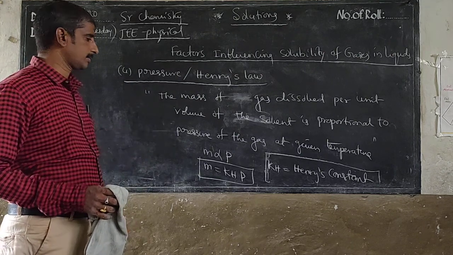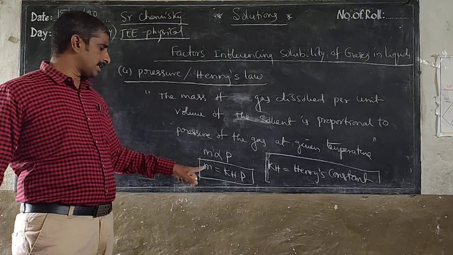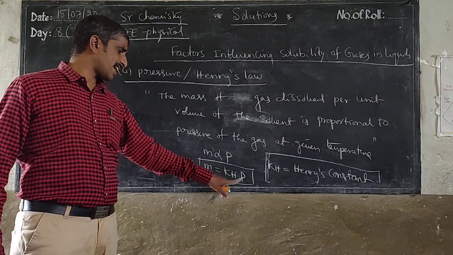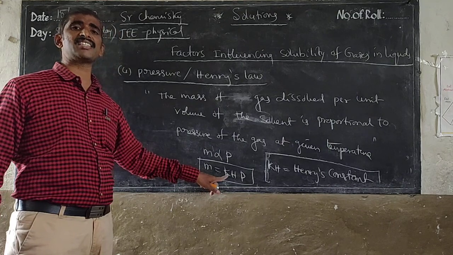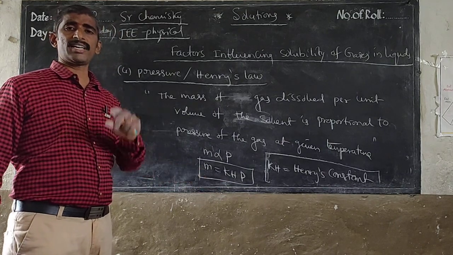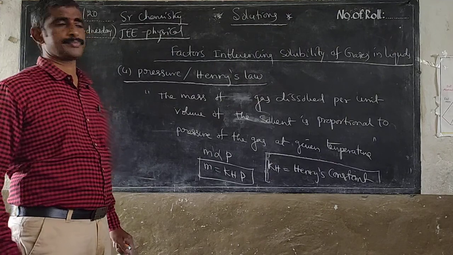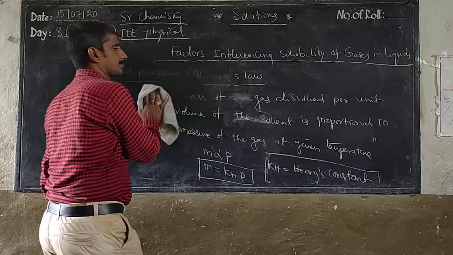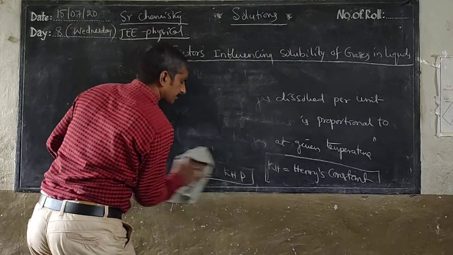Okay, writing Henry's law formula: m = KH × P, where m is the mass of the gas, P is the pressure of the gas, and KH is Henry's constant. So each gas has its own Henry's constant. These are Henry's law.